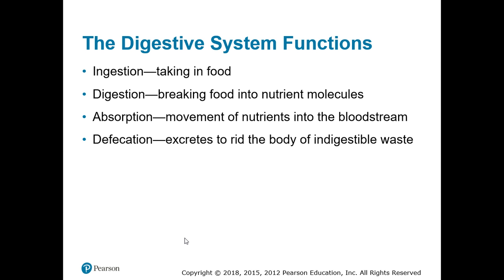So the four main functions of the digestive system are ingestion, which is taking in food; digestion, breaking down food into the nutrients; absorption, so once we break down those nutrients, we need to absorb them into the bloodstream where they travel where they need to go; and then defecation, which is where we get rid of any indigestible waste or anything that is not needed from the body.